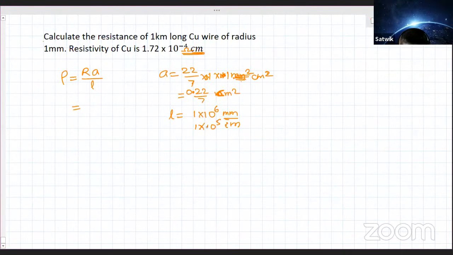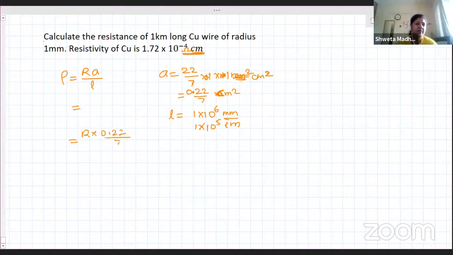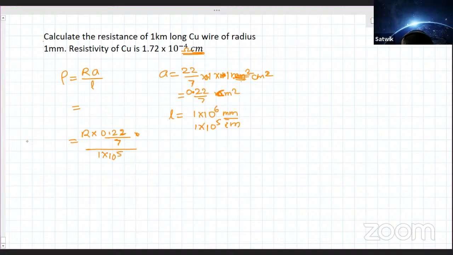Then it will be 0.22 millimeters, centimeter square by 7 by 1 into 10 to the power 5 centimeter. R into 0.22 by 7 by 1 into 10 to power 5. Then P is 1.72 into 10 to the power minus 4. And 1.72 into 10 to the power minus 4 into 1 into 10 to the power 5 is equal to R into 0.22 millimeter centimeter square by 7.